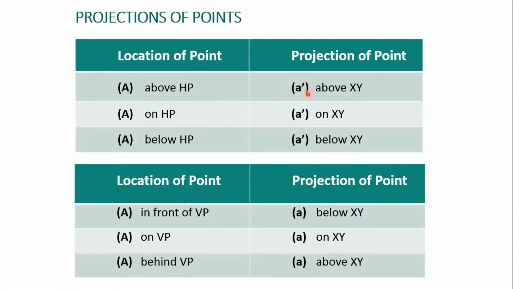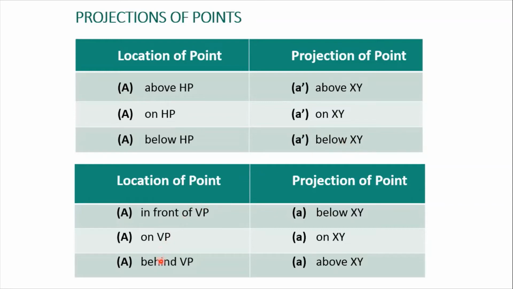A dash is nothing but your front view or your elevation above XY line. Now if it is said that point A is on HP, you will be having answer as your point A dash on XY line itself. Now it is said that point A is below HP. You will be plotting your A dash below your XY line. Very simple. Now let us understand second table.